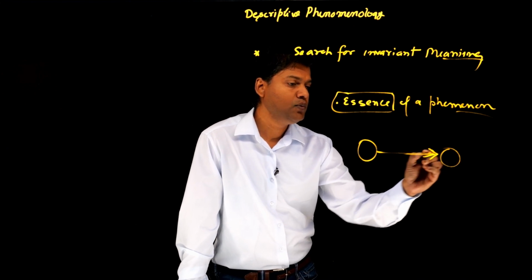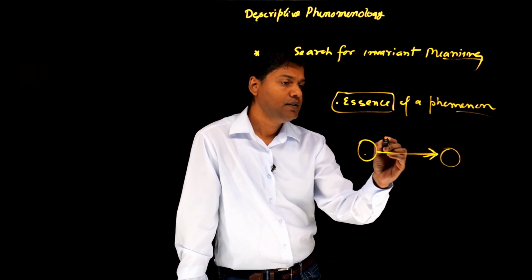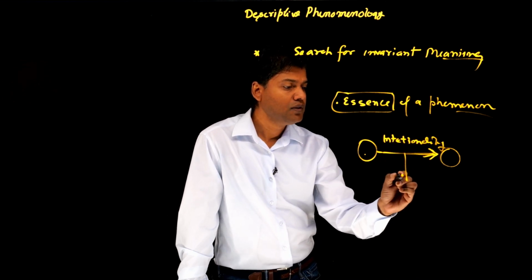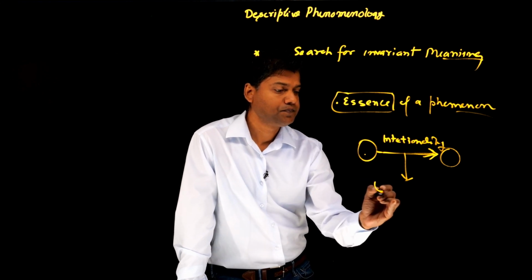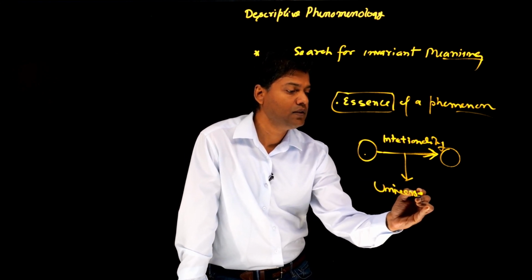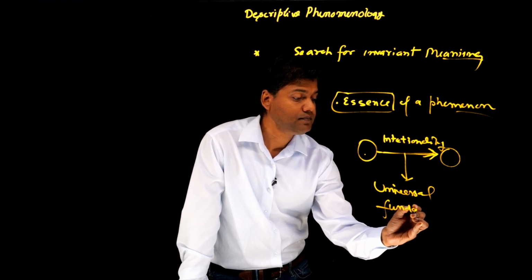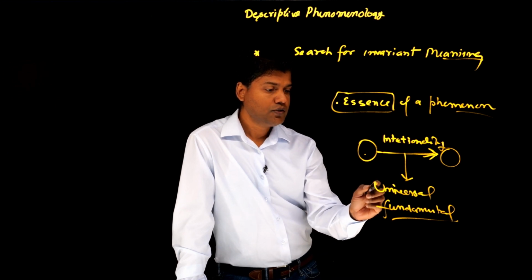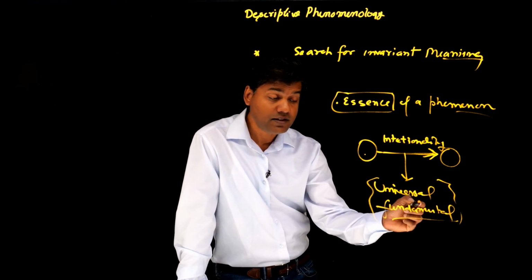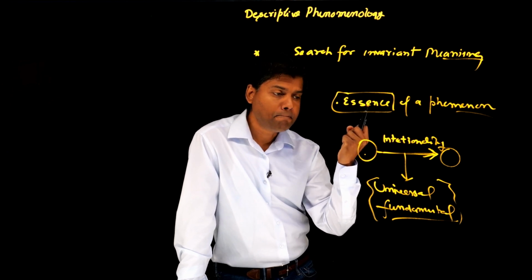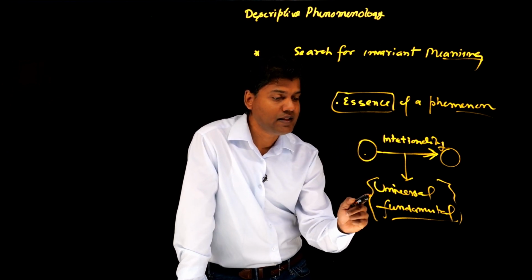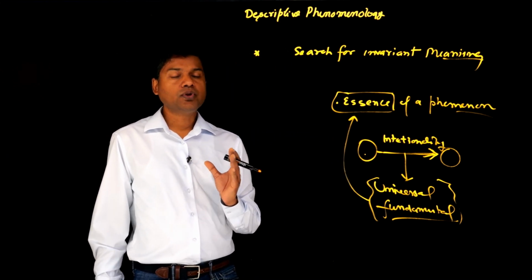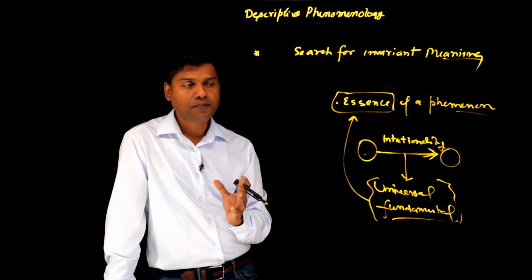What Husserl argued was that in intentionality, when as an observer you are observing something, this intentionality, this relationship, has some universal, fundamental meanings. This universal structure of those experiences, the fundamentals of those experiences, he called essence. So as a Husserlian researcher, you try to understand the essence of a phenomenon.